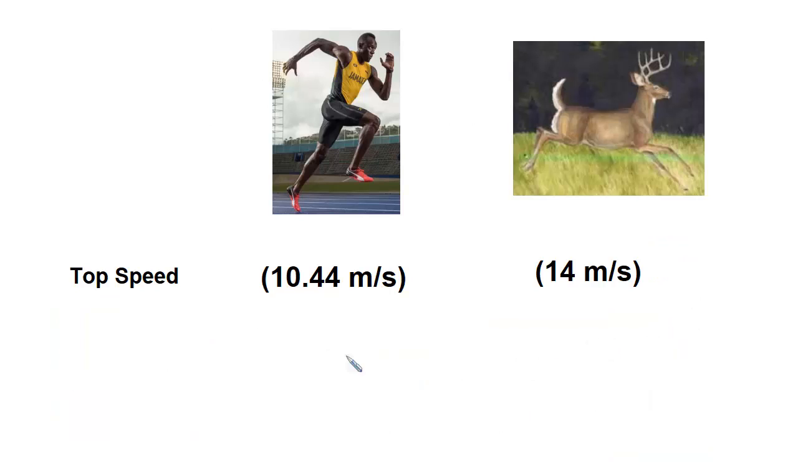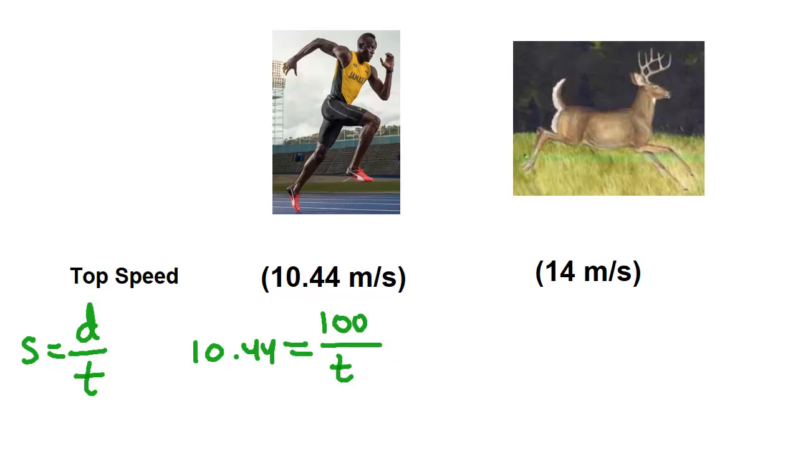So there is some leeway here for your reasoning. For example, instead of using arrow math, you could have actually used actual math to calculate how much time it would have taken for each of them. So here's our equation. Speed equals distance over time. Okay, in this case, what we have is Usain Bolt is 10.44 meters per second, and the distance is 100 meters, and solve for time.